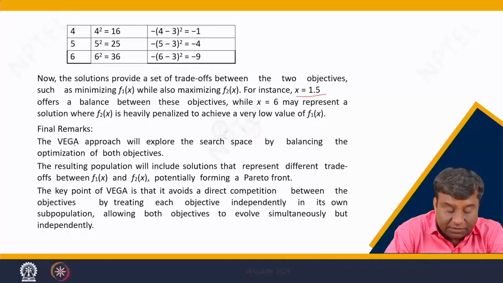Final remarks: the VEGA approach will explore the search space by balancing the optimization of both objectives. The resulting populations will include solutions that represent different trade-offs between f1x and f2x, potentially forming a Pareto front. The key point of VEGA is that it avoids direct competition between the objectives by treating each objective independently in its own subpopulation, allowing both objectives to evolve simultaneously but independently.